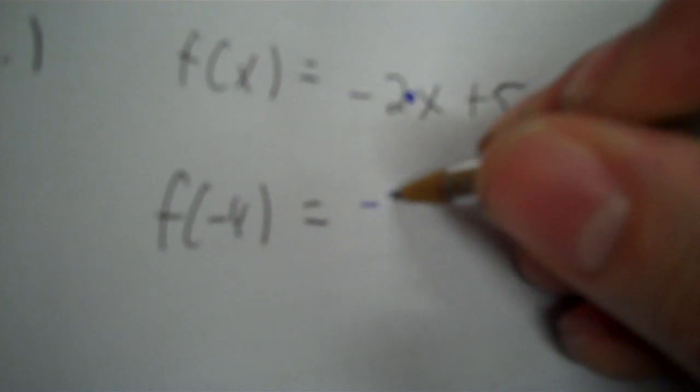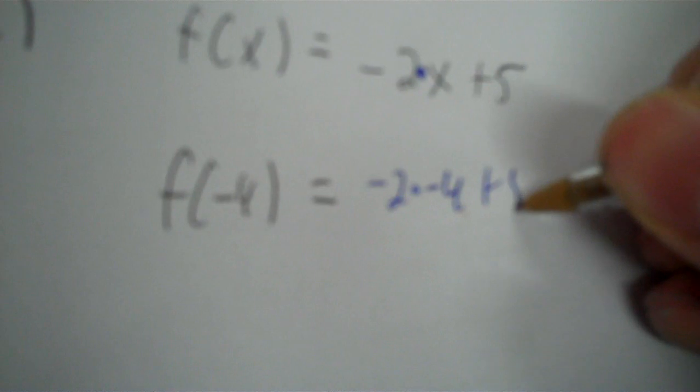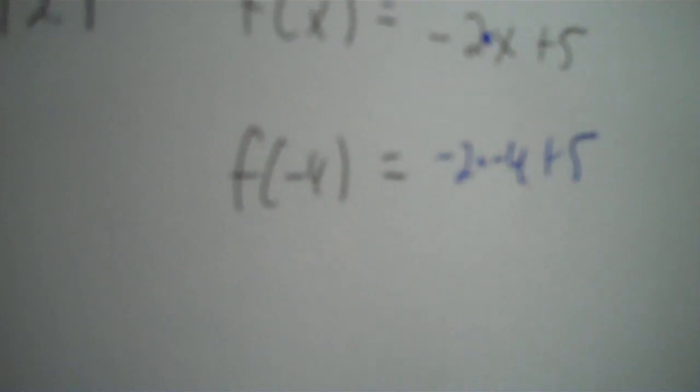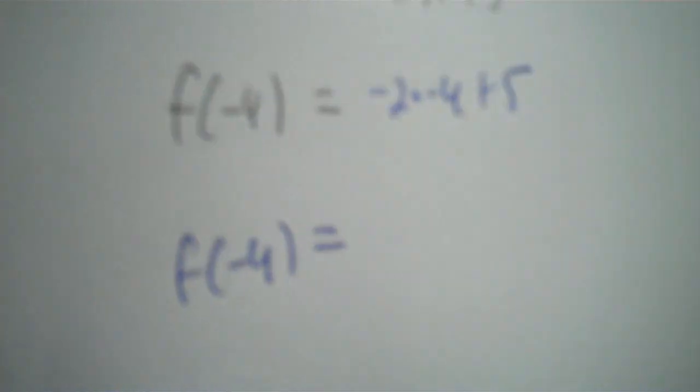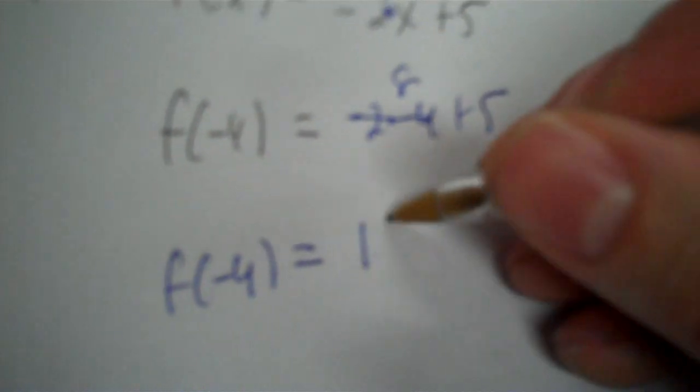Okay, then finally, f of x equals negative 2x plus 5. What's f of negative 4? Well, you just substitute negative 4 for x. And then don't stop there. You need to figure out what the answer is. Got to figure out what the output is. Well, that's 8. 8 plus 5 is 13.